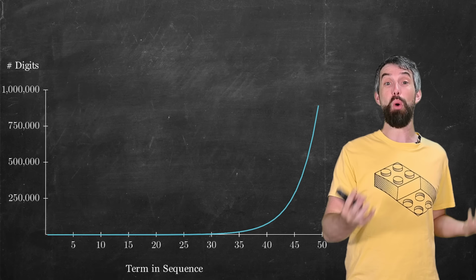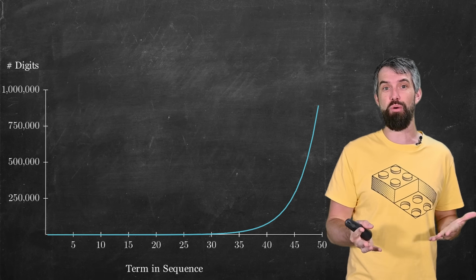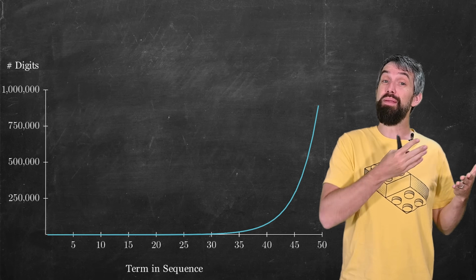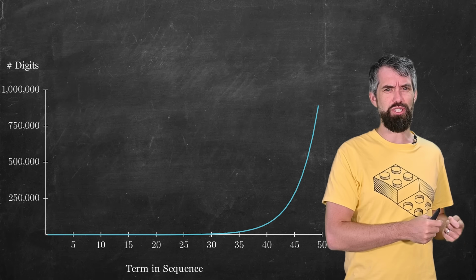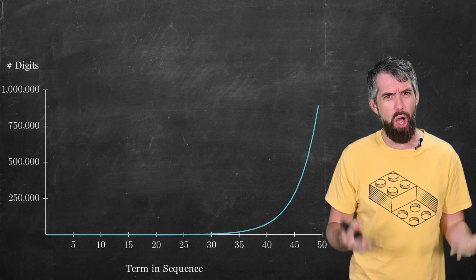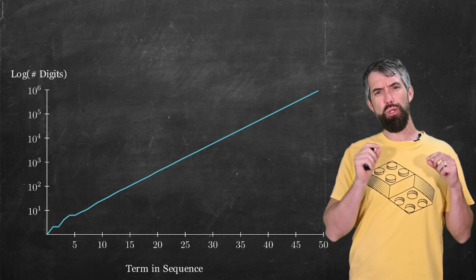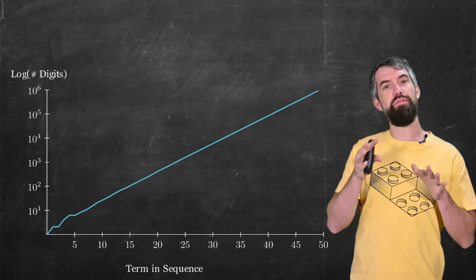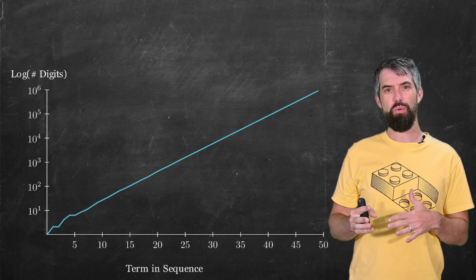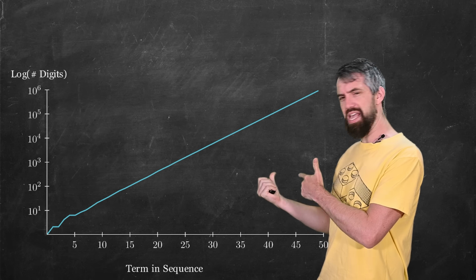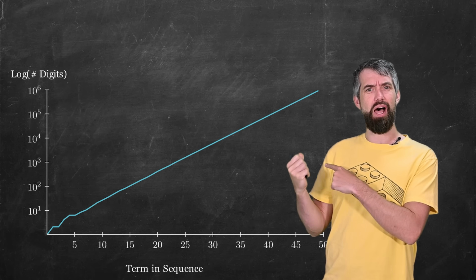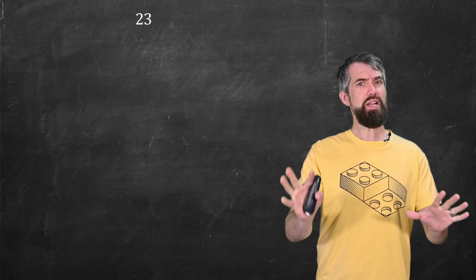Now this sequence grows quickly. Like if I go out to only the 50th term, well, the 50th term has almost 1,000,000 digits in it. This vaguely looks exponential to me, so maybe I'm going to try to take logarithms, and if I plot the logarithm of the number of digits in it, well, now what you get is something approaching a straight line. But why? And what does the slope of that line represent? So let's try and discover a few properties.